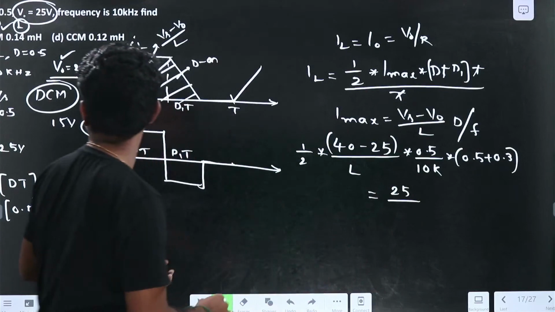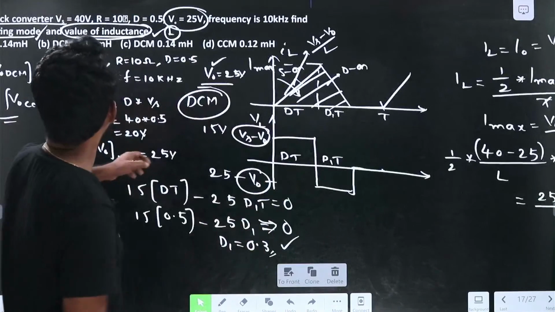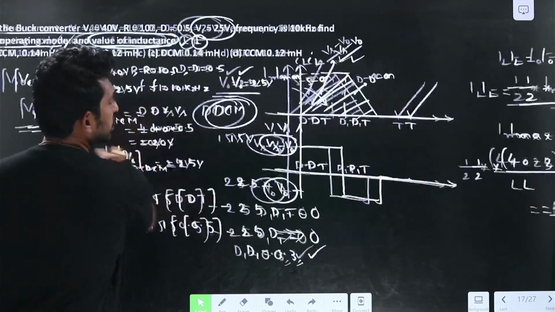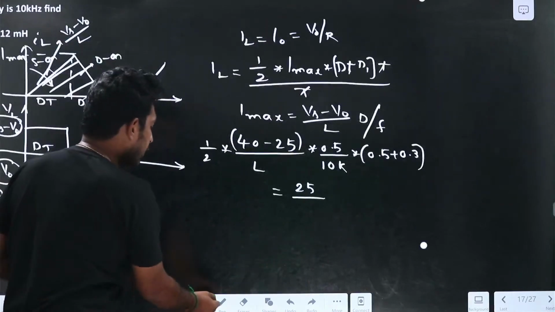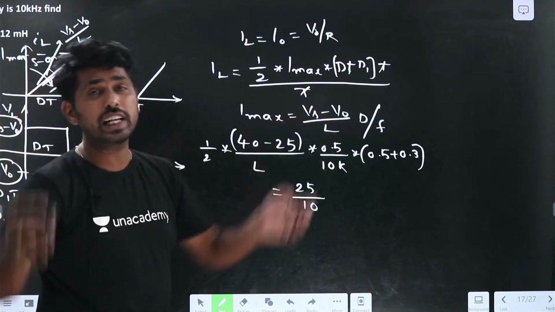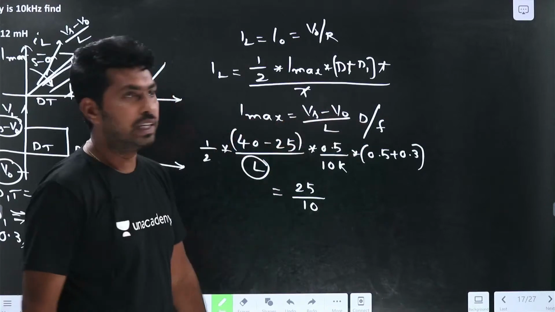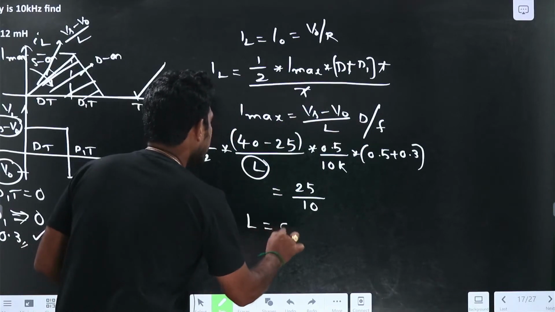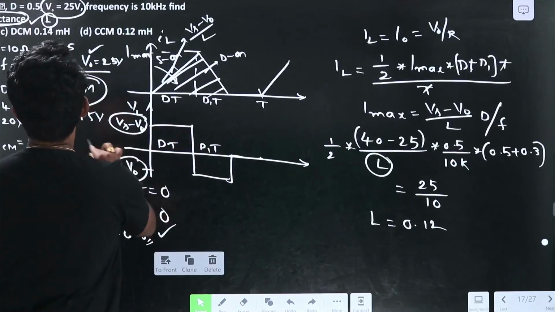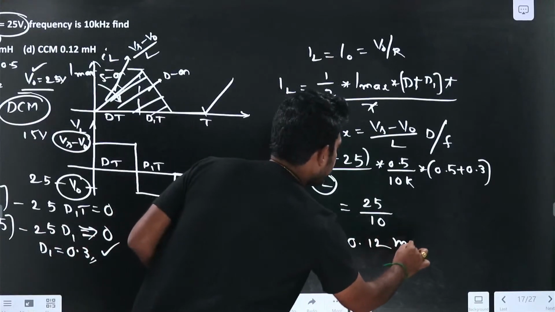And what is the R value we have? Let us see what the R value is. The R value is given as 10 ohms. So if I substitute the R value of 10 ohms here in this total expression, we don't know the L value. Remaining all values we know. So if you find L, it equals 0.12 millihenry. You will get the answer as 0.12 millihenry.